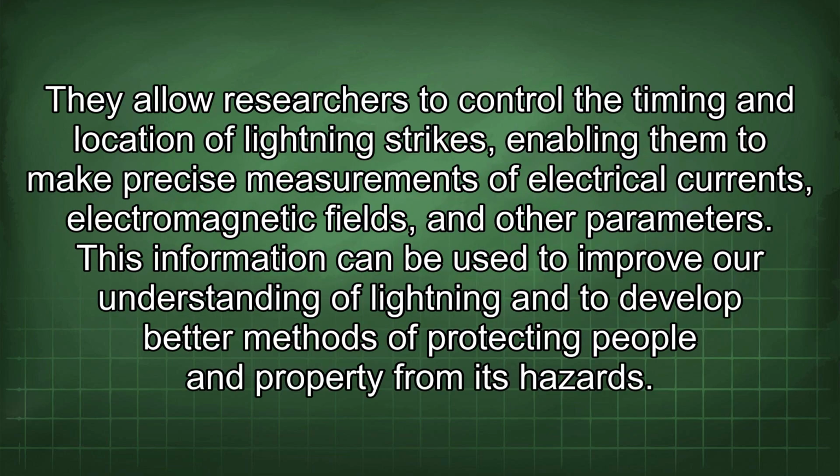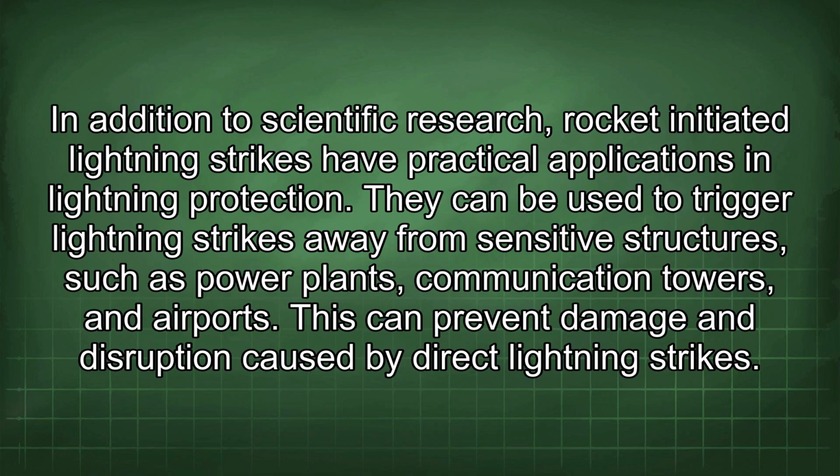They allow researchers to control the timing and location of lightning strikes, enabling them to make precise measurements of electrical currents, electromagnetic fields, and other parameters. This information can be used to improve our understanding of lightning and to develop better methods of protecting people and property from its hazards. In addition to scientific research, rocket-initiated lightning strikes have practical applications in lightning protection.